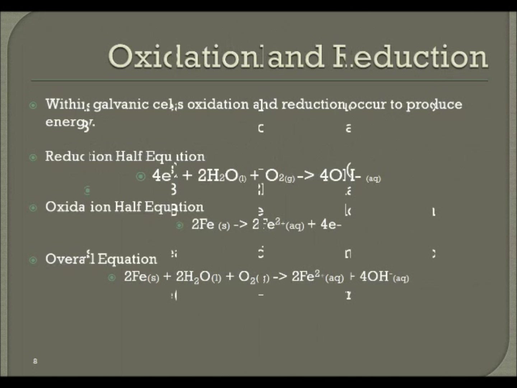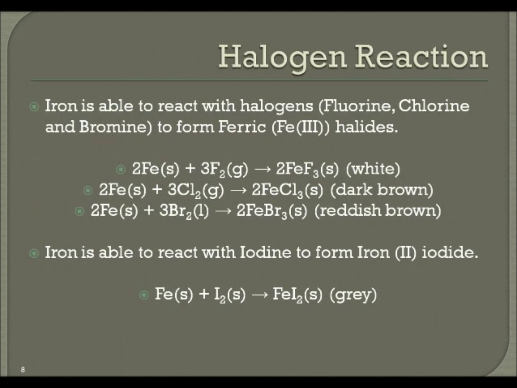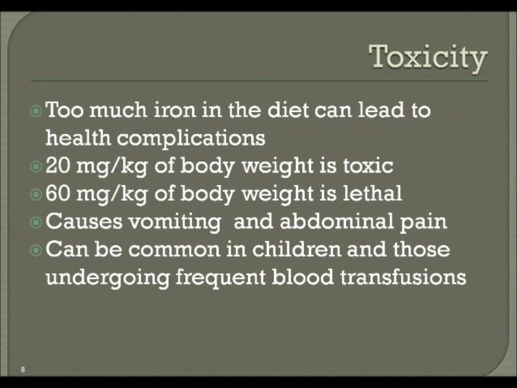Halogen reactions. Iron is able to react with halogens such as fluorine, chlorine, and bromine to form ferric halides. Iron is also able to react with iodine to form iron iodide. When handling iron in the lab, care should be taken to avoid inhalation or contact with the skin and eyes. 20 milligrams per kilogram of body weight is toxic.